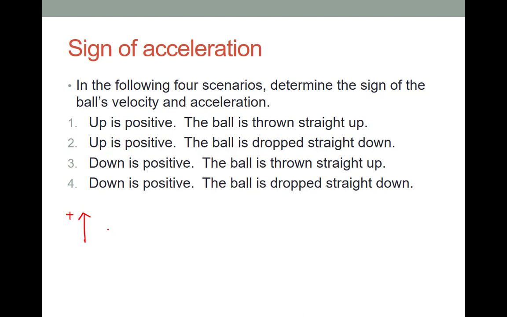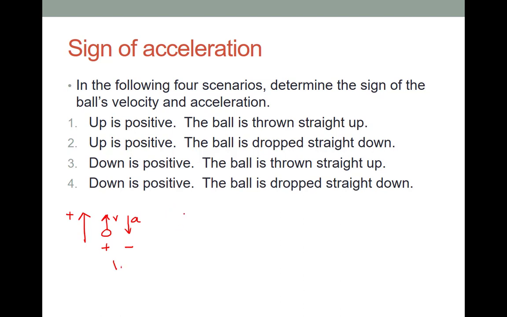For the first one, the velocity is upward. I throw a ball straight upward. When I throw a ball straight upward, I know that eventually it slows down and turns around and comes back down. So velocity is going to be decreasing. That means the acceleration has to be downward. So velocity will be positive and acceleration will be negative.